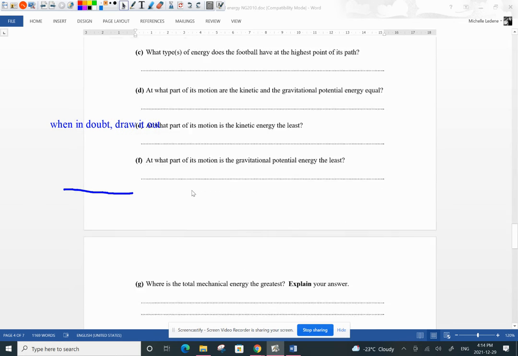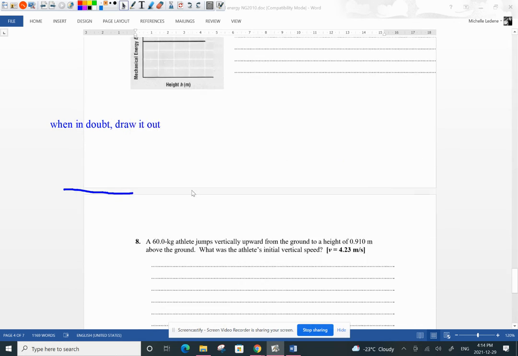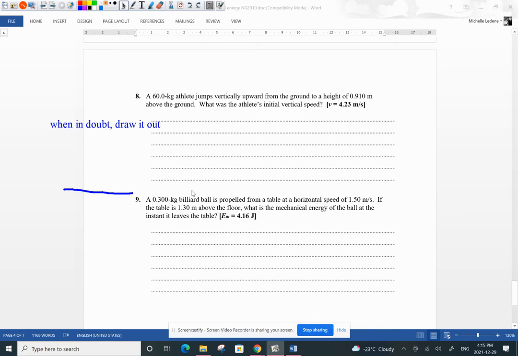Okay, now I want to do another question. You guys can do these other ones on your own. But I wanted to talk about number 8 here. So we've got an athlete jumping upward from the ground, and they've reached a height of 0.910 meters. Wow, that athlete can jump. That's almost a meter that they're jumping. I don't know who it is, but they're a pretty good athlete, not me.